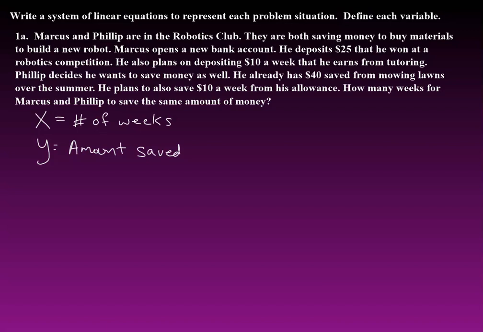So let's look at Marcus first. Marcus deposits $25 as a one-time thing, and then $10 every week. So Marcus has y equals, because y is the amount of money saved, and he's putting away $10 each week, so 10x, and he put $25 in to begin with.